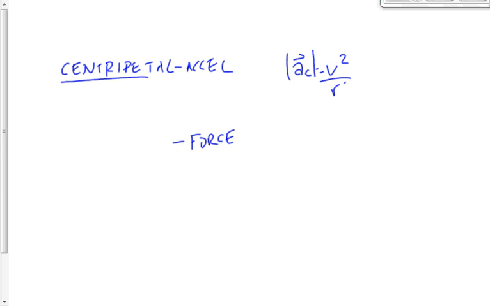Now, it's kind of weird that the acceleration is toward the center of the circle when the velocity is never toward the center of the circle, right? The velocity is always tangent to the circle. It's never toward the center. But the change in velocity is toward the center of the circle. Therefore, the acceleration is toward the center of the circle. A little bit easier to understand for force, though, I think. The centripetal force is m times v squared over r.